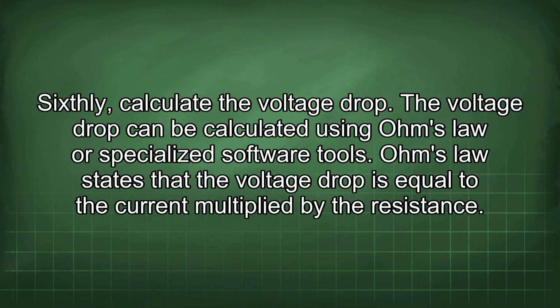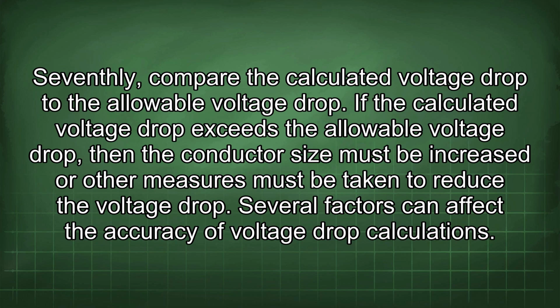Sixthly, calculate the voltage drop. The voltage drop can be calculated using Ohm's law or specialized software tools. Ohm's law states that the voltage drop is equal to the current multiplied by the resistance. Seventhly, compare the calculated voltage drop to the allowable voltage drop. If the calculated voltage drop exceeds the allowable voltage drop, then the conductor size must be increased or other measures must be taken to reduce the voltage drop.